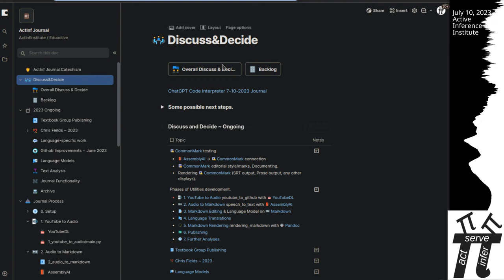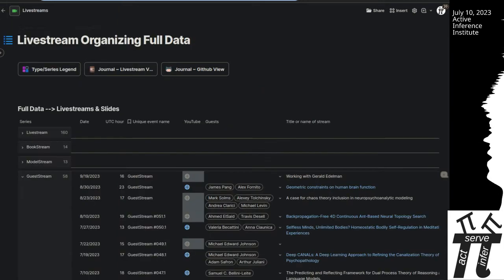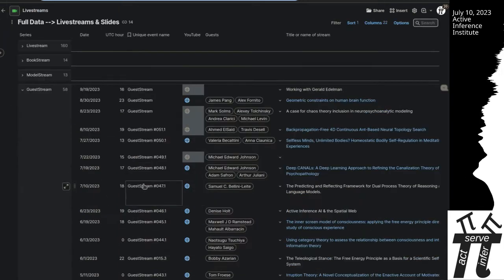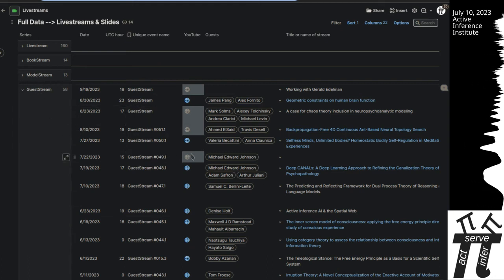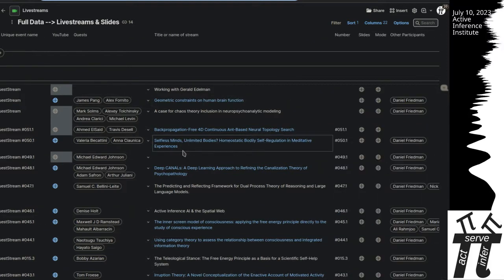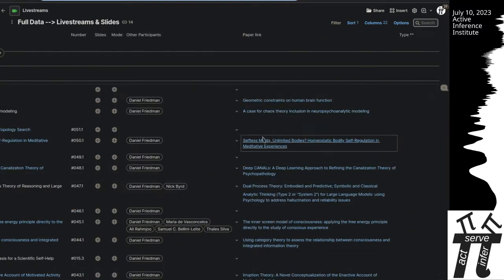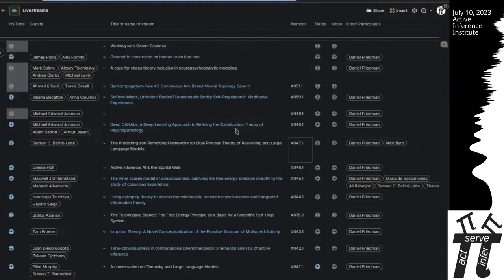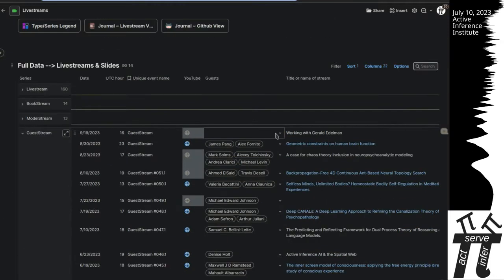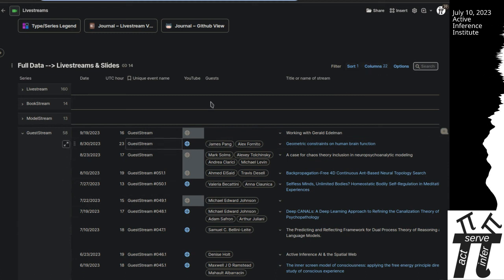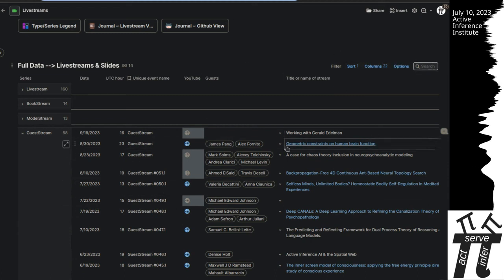As soon as we saw that we had access to the code interpreter today, one thought was to head over to our live stream organizing full data, which has a bunch of information on the dates, times, types of streams, guests, title of the stream, number of the stream, any associated papers, and some other information. We wanted to analyze this information and get some descriptive statistics and also take it in a few different directions and see where we could go with it.